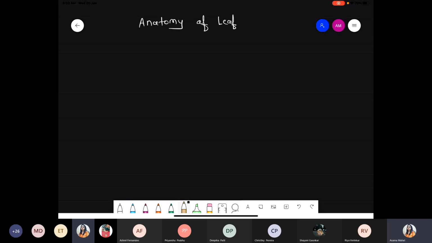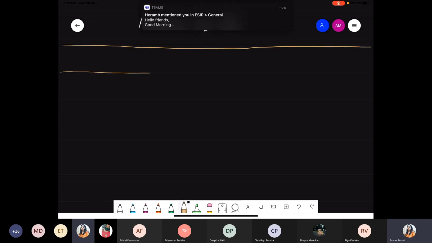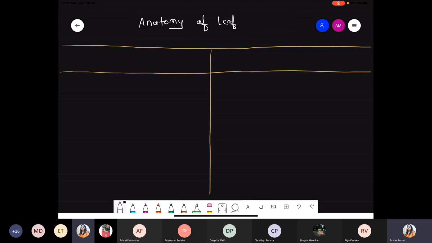Quickly divide your page into two parts because we'll see only one diagram, but we are taking the difference between the dicot and the monocot leaf. Next, first of all, we talk about the dicot leaf, and that dicot leaf we compare with the monocot leaf.